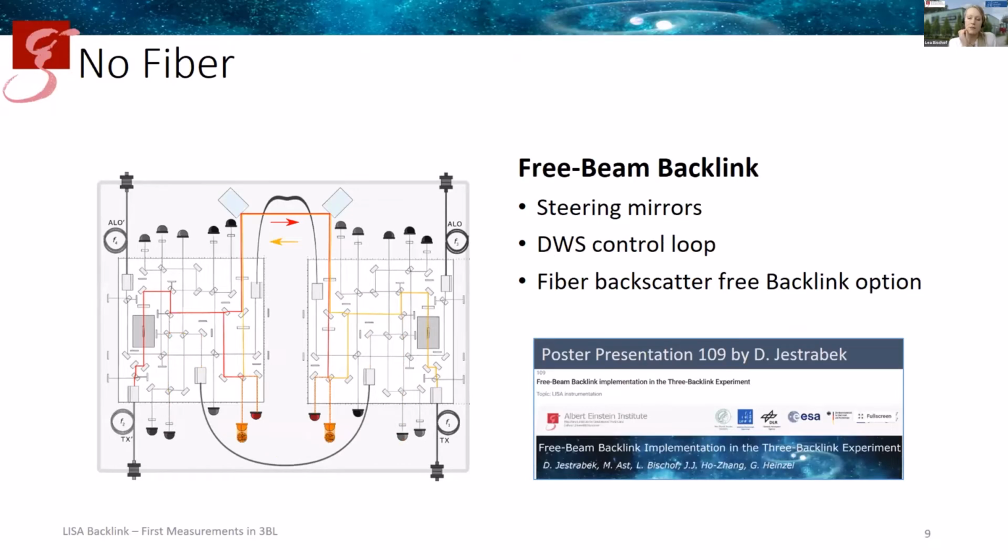A second implementation of a backlink that we have is a free-beam backlink, where we removed the fiber and replaced it with 2 steerable mirrors with a DWS-based control loop. And here, because we have no fiber, we remove the fiber backscatter in this backlink option. And this was implemented in the 3-backlink experiment together with Daniel, and he has a very nice poster presentation on how we did this and all the details about that.